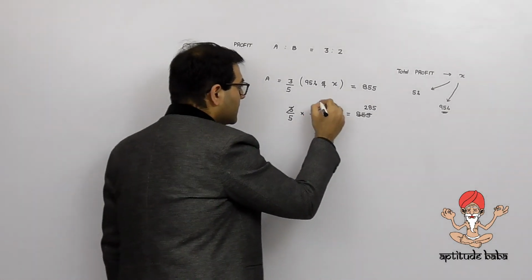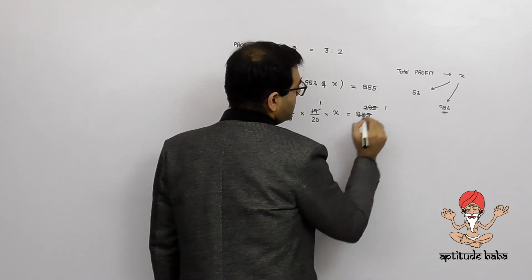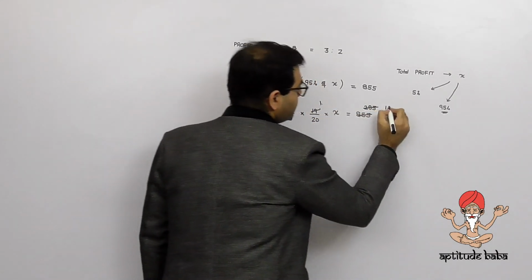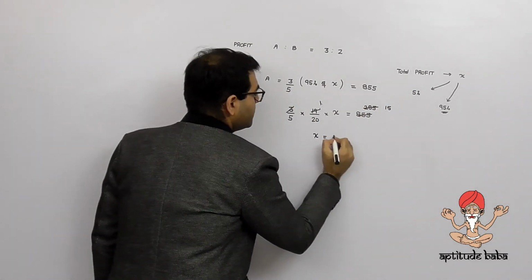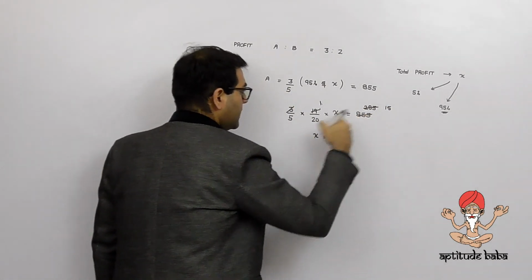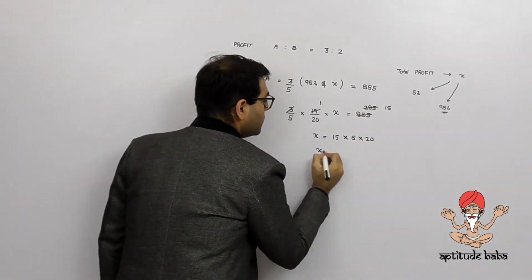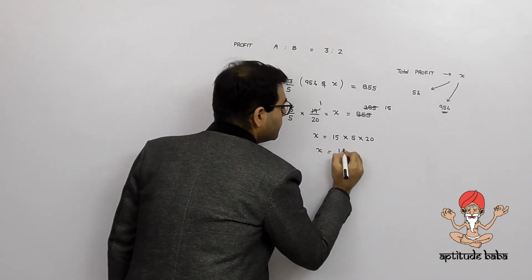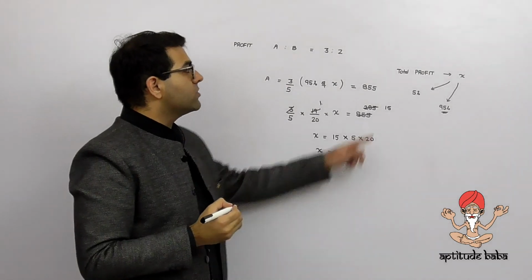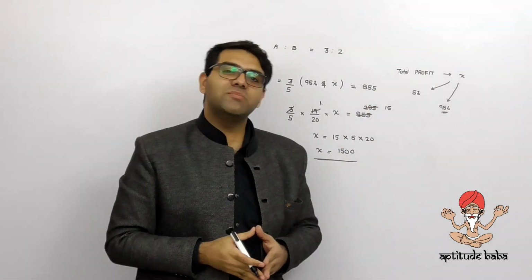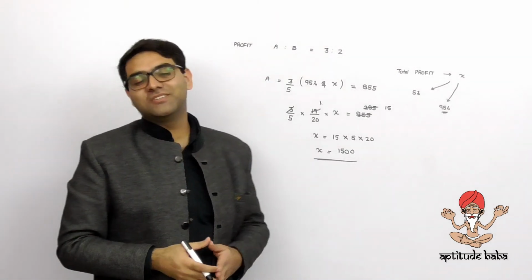Again, 19 can be cancelled. 19 ones are 19, and then I am left with 95, so 5 19s are 95. So x ends up becoming 15 into 5 into 20, or perhaps the value of x ends up becoming 75 into 20, 1500. Now what was my x? x was my total profit. My question required me to find the total profit. Here it is. The total profit is 1500.